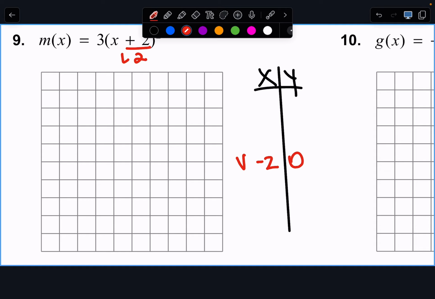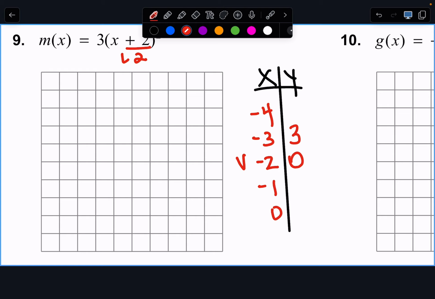Do you see how I put a V next to my vertex? Yeah. So I know that that's where I need to have symmetry. So you know what I'm going to do? I'm going to choose numbers on either side of negative 2. And then negative 3, negative 4. I know that when I plug in negative 3 and negative 1, I should get the same y value. If I plug in negative 3 plus 2 squared times 3 gives us 3.